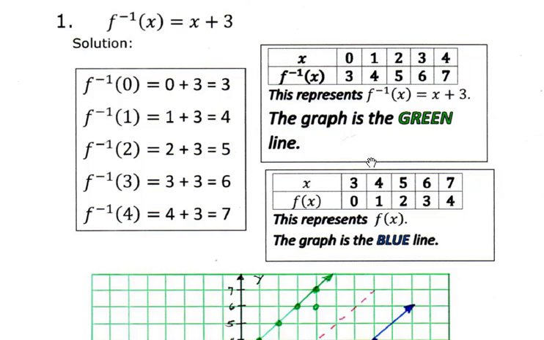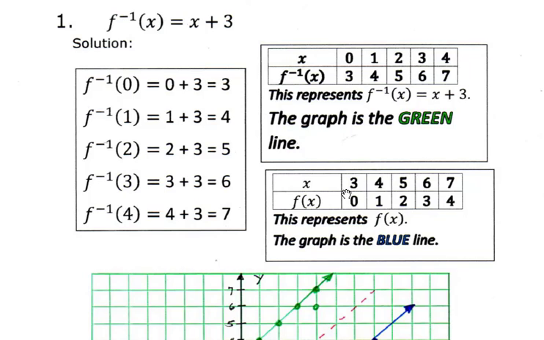Okay, so we have here another table. We have x and f of x. We are actually recovering what f of x is. We may not know the original function, but based on the table of values, we know.